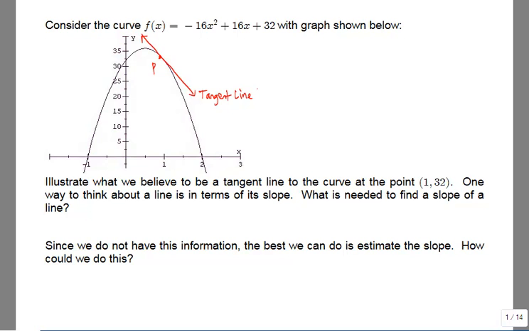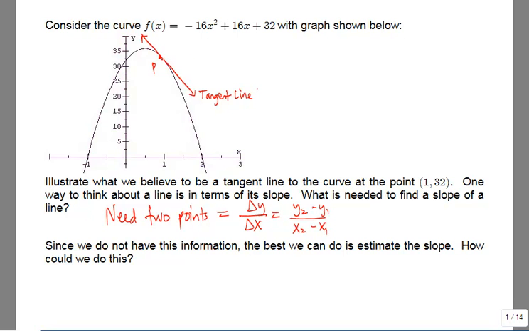And what is necessary to find a slope of a line? Well, if you want to find the slope of a line, you need to know 2 points, right? You need to know an x1, y1, and an x2, y2, so that you can calculate the change in the y's over the change in the x's. So if we're going to find the slope of this line, we are going to need 2 points. And once we have those 2 points, we'll be able to do our change in y over our change in x, or our y2 minus y1 over x2 minus x1.